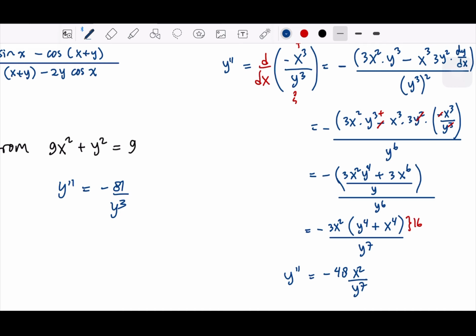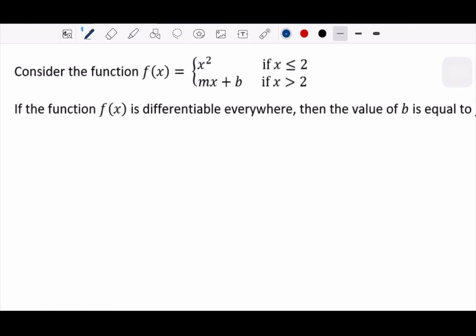Yesterday's feedback. Anyone still confused how to solve this? Okay, now the function is expected to be differentiable everywhere, which means that at every point, its derivative should be the same. Now we are looking at the number 2, where the function has different equations on the left and the right. When x equals 2, its derivative should be the same. That's differentiable everywhere.